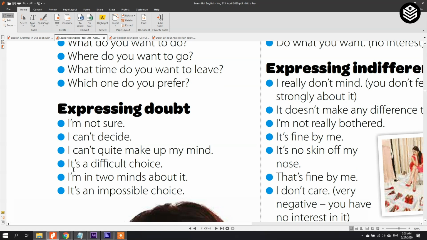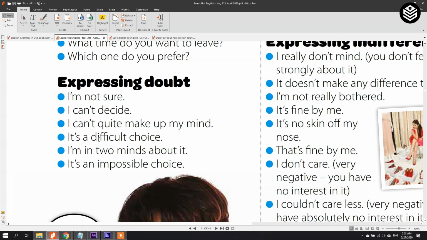The fourth one, it's a difficult choice. It means some people are asking your opinion on something very serious. Actually, it's a careful decision. You cannot tell them immediately. So you want time or something. It's a difficult choice. So you can express your concern about that. It's a difficult choice. I cannot choose now, or I need some time to decide. It's a difficult choice.